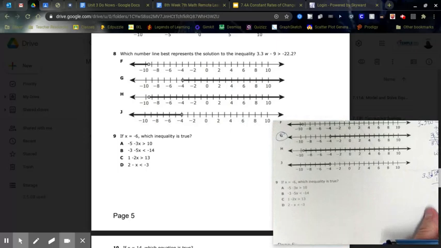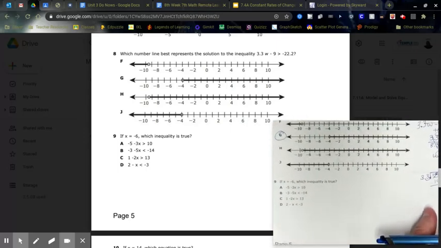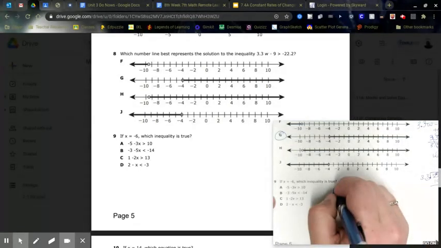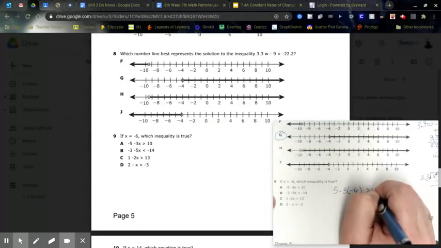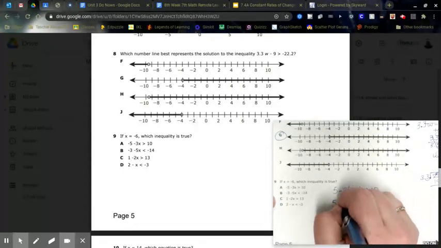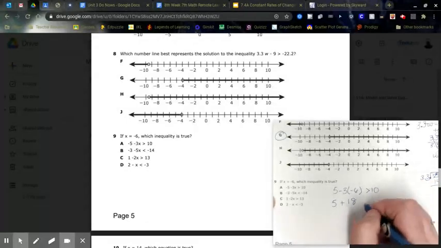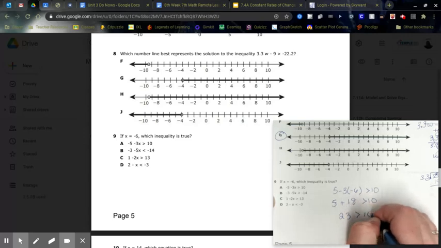Number 9: if x equals -6, which inequality is true? So let's put it in. 5 minus 3 times -6 is greater than 10. So -3 times -6 is positive 18. 5 plus 18 is 23. Is 23 greater than 10? Oh, yeah, that's right. So we're going to do that.